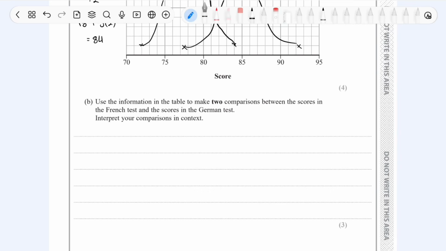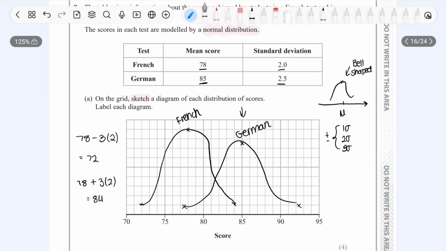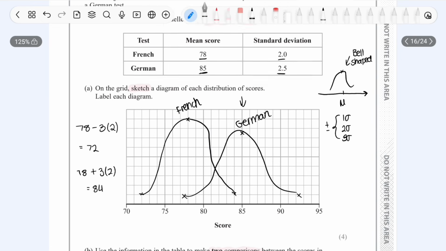Part B, use the information in the table to make two comparisons between the scores in the French test and the scores in the German test, and then interpret your comparisons in context. So first of all, we need to make two comparisons, and we just need to use the data, and then we need to interpret those comparisons in context. So when we're doing this, we basically just need to look at what the table's given us, and it's given the mean and the standard deviation.